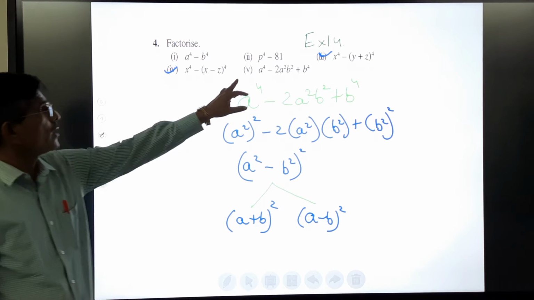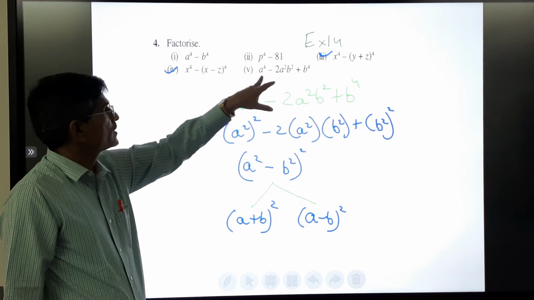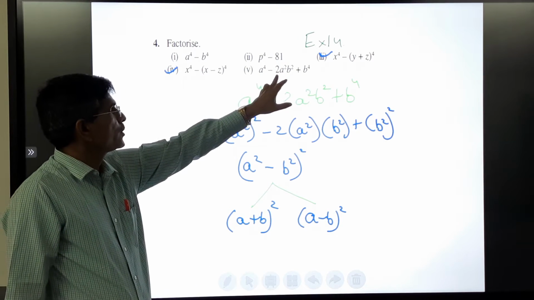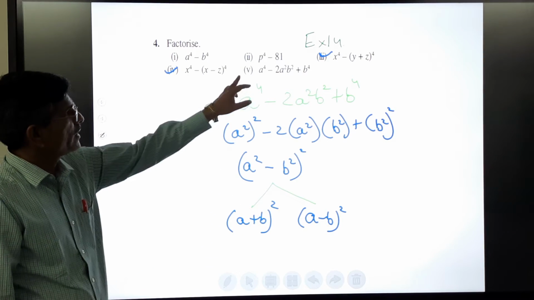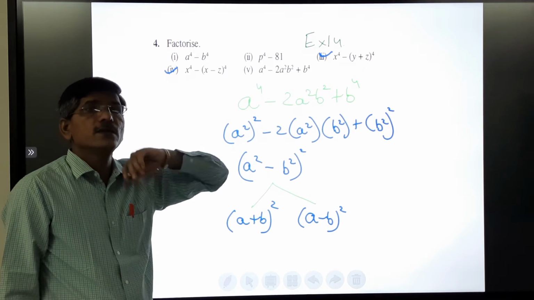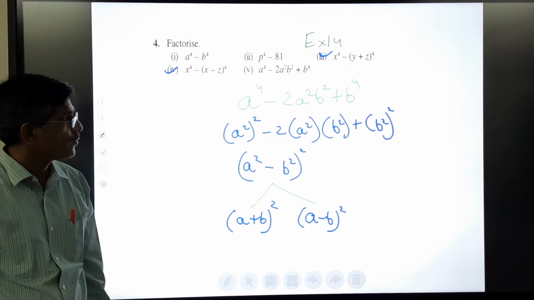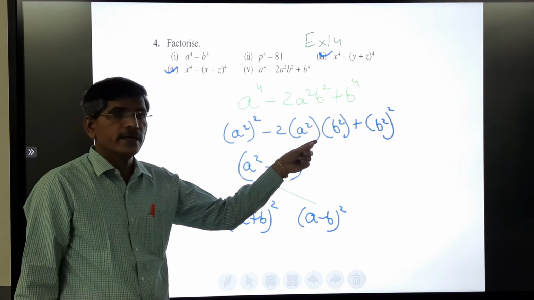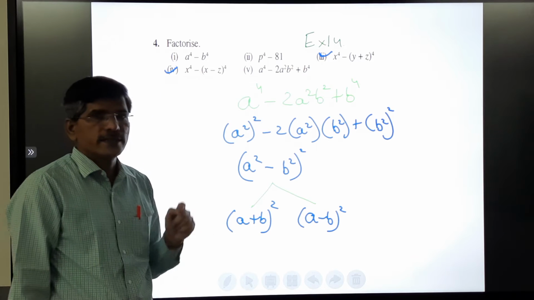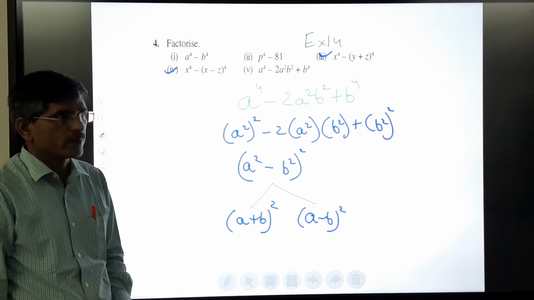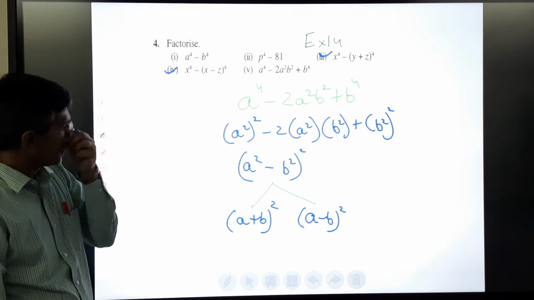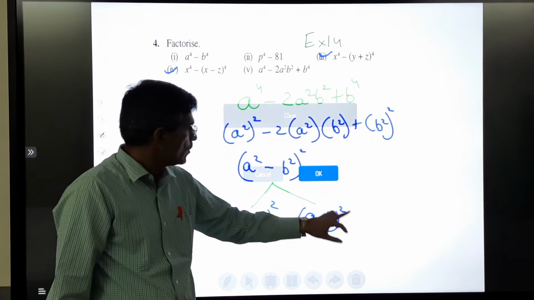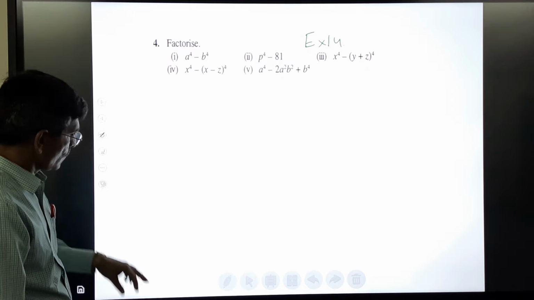So that is our answer. So now there is a different way question, because a the power 4 minus 2a square b square plus b the power 4. So when 3 terms are there with first term and last term power 4, we have to factorize like a perfect square method. That is x square minus 2xy plus y square, x minus y whole square. Now we go for next.